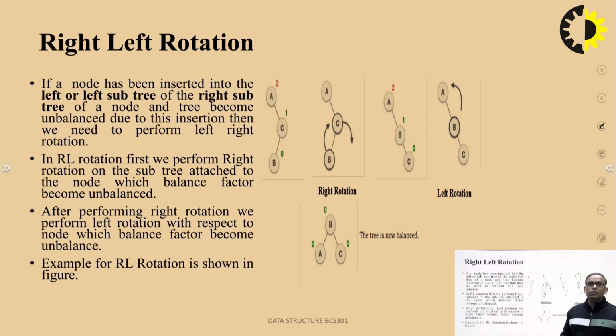Okay, next rotation is right left rotation. Right left rotation basically consists of two rotations. At first we will perform the right rotation, and after that we need to perform the left rotation to make the tree balanced. And wherever it is required, if a node has been inserted in the left subtree of a right subtree of a particular node and the tree becomes unbalanced, then to make that particular tree balanced, we need to perform the right left rotation. Let us see an example.